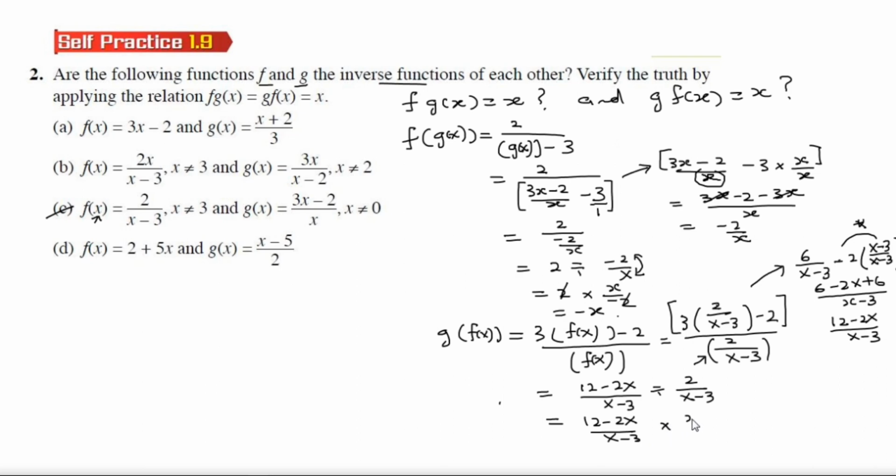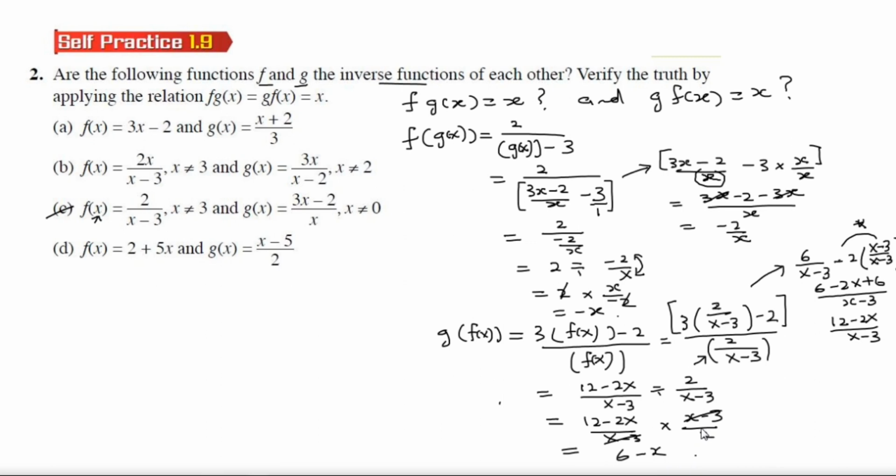This one times x minus 3 over 2. Let's simplify this. X minus 3 cancel out. 12 divided by 2 is 6. Negative 2 divided by 2 is negative 1. Negative x.